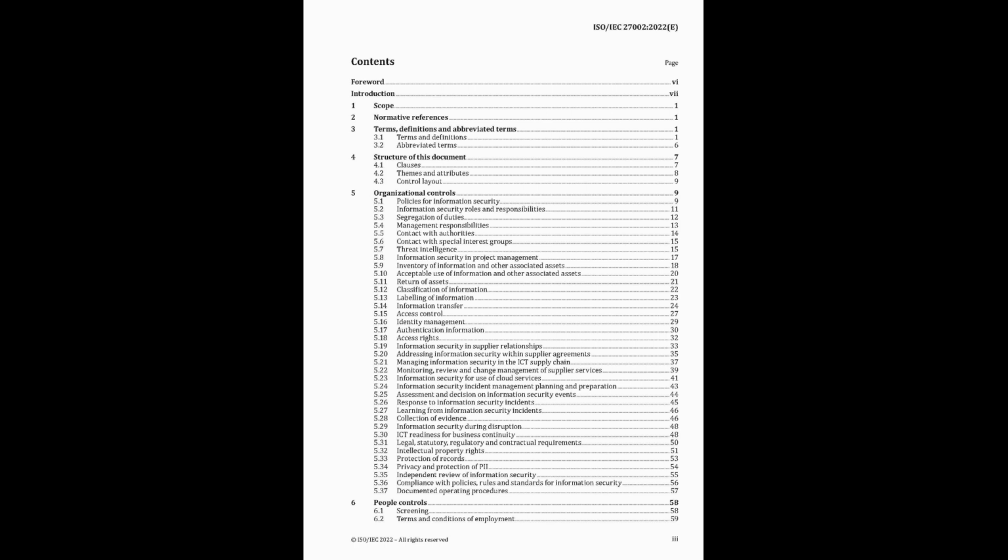A record is defined broadly: documents, data, digital, analog, and metadata gives context. ISO 15489 is referenced for more detail. It's about preserving the integrity and accessibility of business evidence. 5.34 zeroes in on privacy and protection of PII.